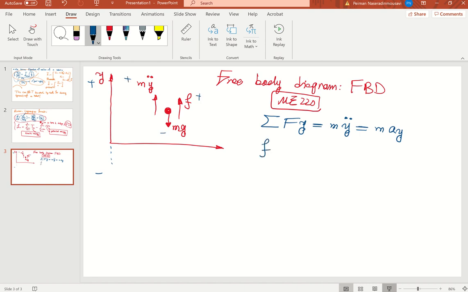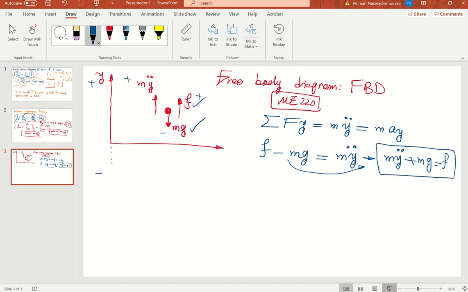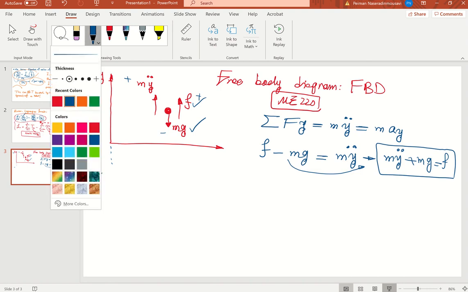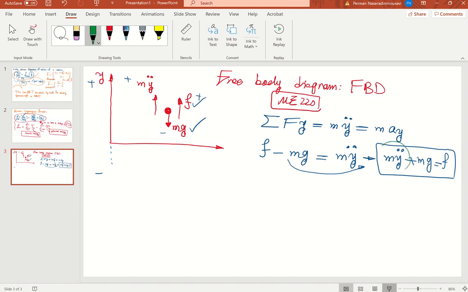This is the force F, and this is the gravity force. F minus mg is equal to m y double dot. Or if you move it to this side, you get m y double dot plus mg is equal to F, and this is the dynamics of when you try to move an object from the ground. Okay, now let us take a deep look term by term at this simple and trivial example.